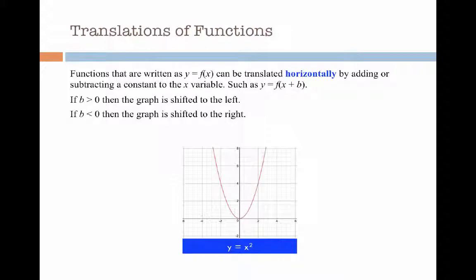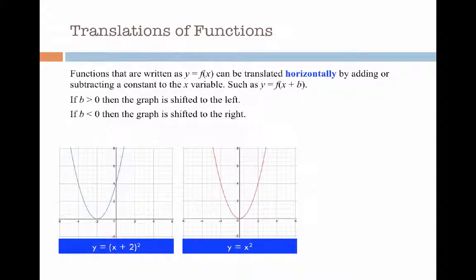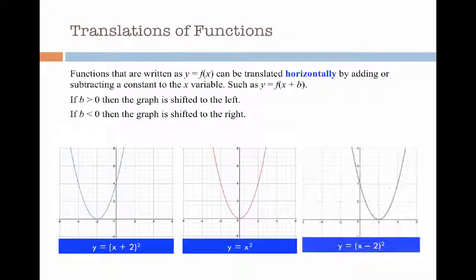Here is y equals x squared. If I add a value to x before it gets squared, such as y equals x plus 2 all squared, then the graph is shifted to the left. If I subtract a value from x, let's say y equals x minus 2 all squared, then the graph is shifted to the right. Notice that the parabola doesn't change in size. The only thing that changes is the translation left and right. That's what happens when you add a constant to the x before it gets squared in this situation.